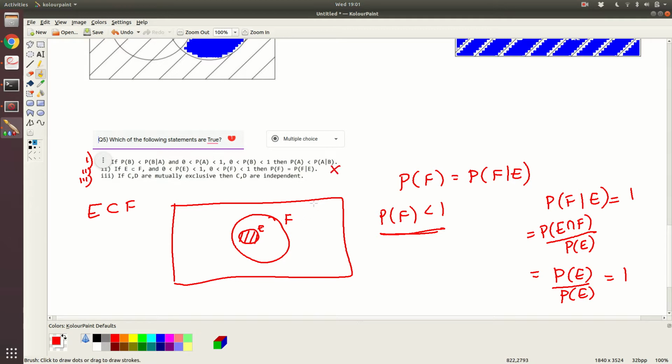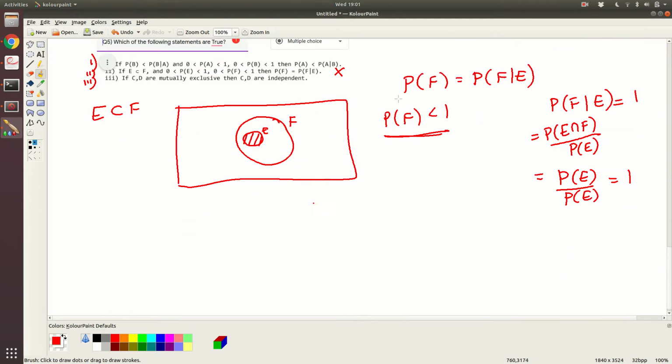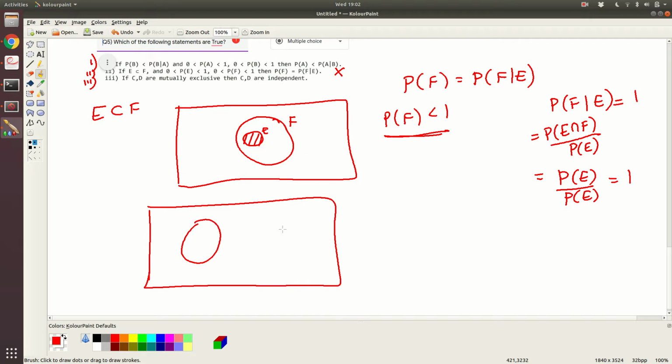Now what about 3? So let's look at 3. For 3, we are given that C and D are mutually exclusive. So let's draw that. You have some region C, you have some region D. C and D are mutually exclusive. Okay, so it's very clear that if C happens, D doesn't happen, right? Mutually exclusive means that if C happens, D doesn't happen. So what is the probability that C happens given that D happens? Obviously if D happens, you cannot have C. So this is going to be 0.